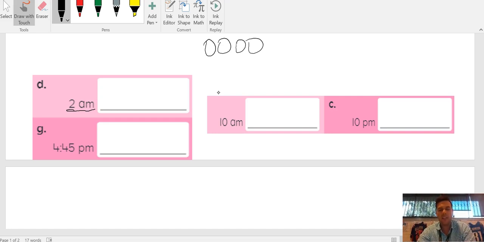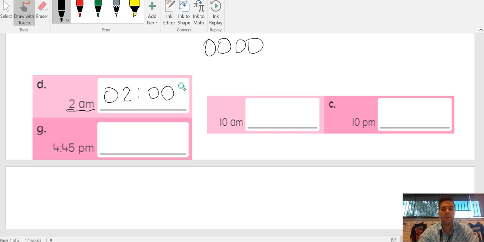2 AM, when is that? That is in the morning, okay? So that means that it hasn't even reached midday yet. So really, it's only the 2nd hour of the day. So we would write this like this. 2 a.m. is the same as 0200.